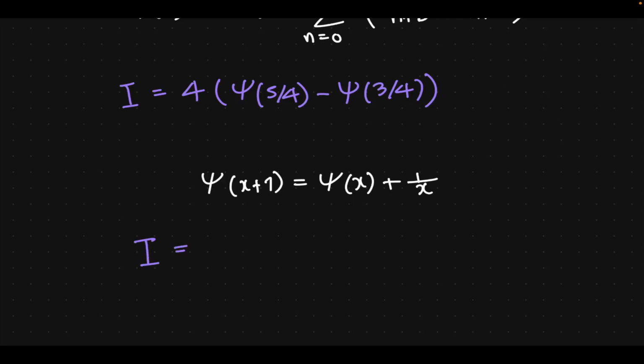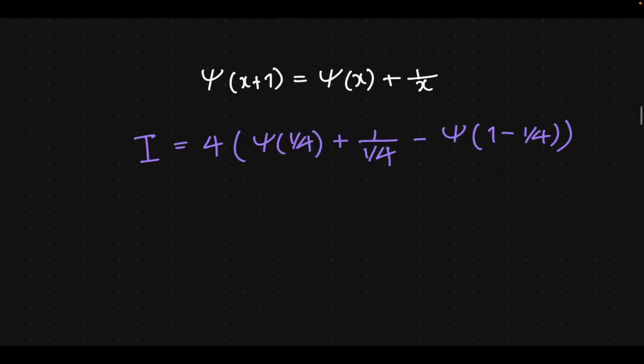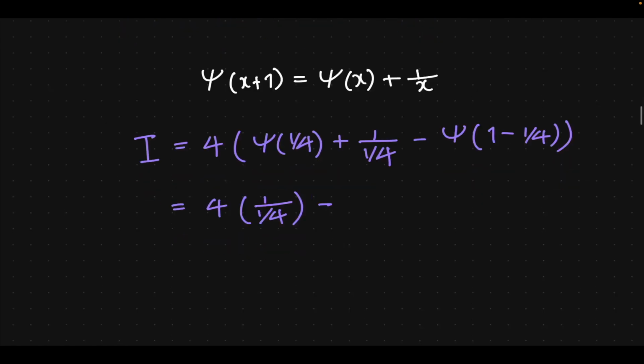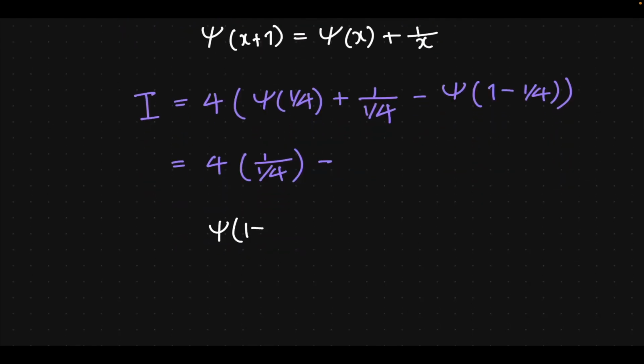So that gives us I to be 4 times, and we're gonna use that for the 5 over 4. X is 5 over 4, or rather 1 over 4, because 1 over 4 plus 1 is 5 over 4. So that's digamma of 1 over 4, which is this first term, plus 1 over 1 over 4, minus digamma of 3 over 4, which we can write as 1 minus 1 over 4, and you will see why. So this gives us 4 times 1 over 1 over 4 minus, and now for this term, digamma of 1 over 4 minus digamma of 1 minus 1 over 4, we use the digamma reflection formula, which is digamma of 1 minus x minus digamma of x is pi times the cotangent of pi x.